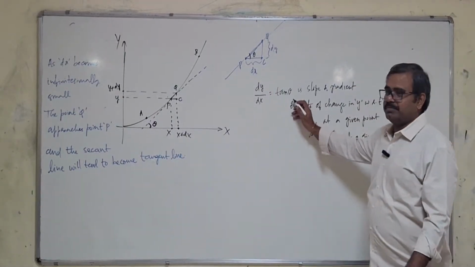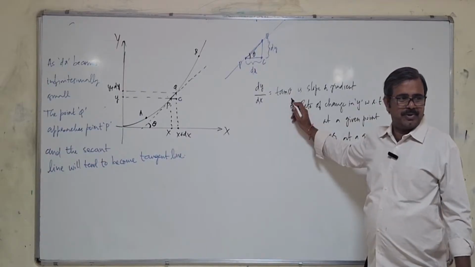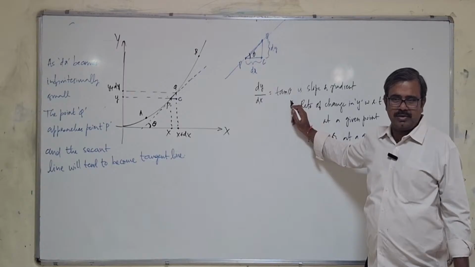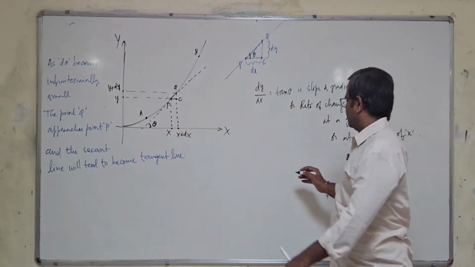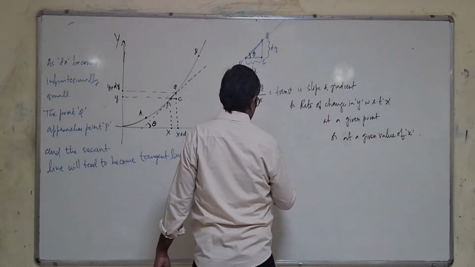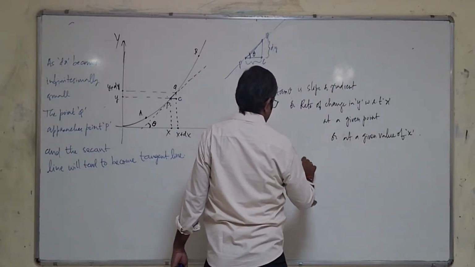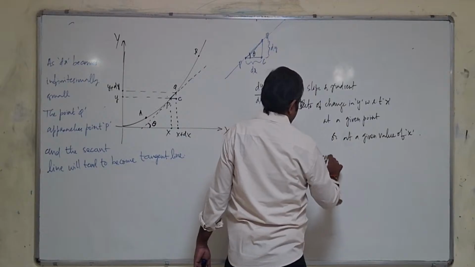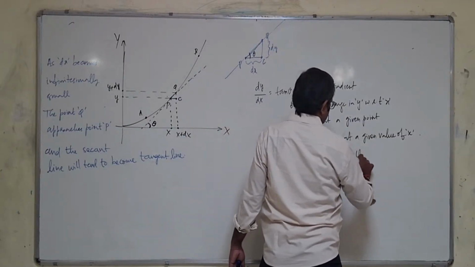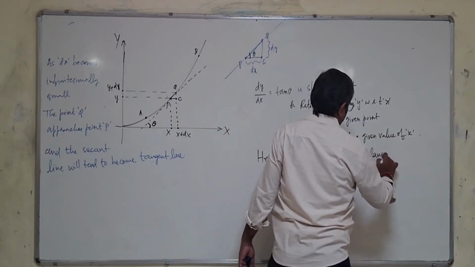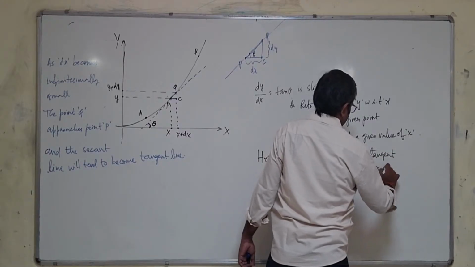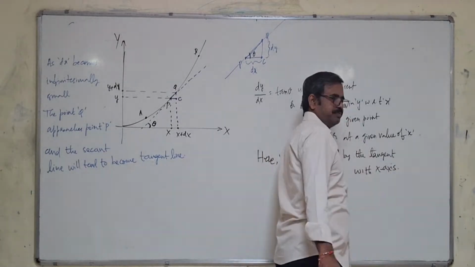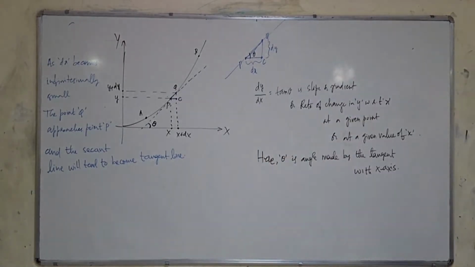And what is theta? What is theta? Angle made by the tangent with what? With x-axis or with any horizontal line. So here theta is angle made by the tangent with x-axis. Right? Note down this, please.